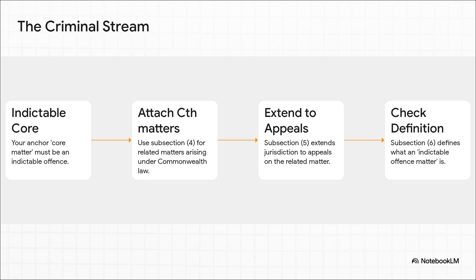Here, your anchor has to be an indictable offense. Then you'll use subsection 4 to attach related matters, but notice the difference. They have to arise under another Commonwealth law. Just like the civil side, subsection 5 carries that jurisdiction up to the appeal level. And if you're ever fuzzy on what exactly counts as an indictable offense matter, subsection 6 gives you the precise definition. So it's subsections 4, 5, and 6 for criminal.